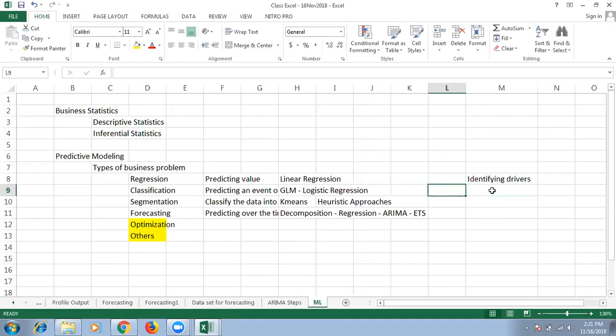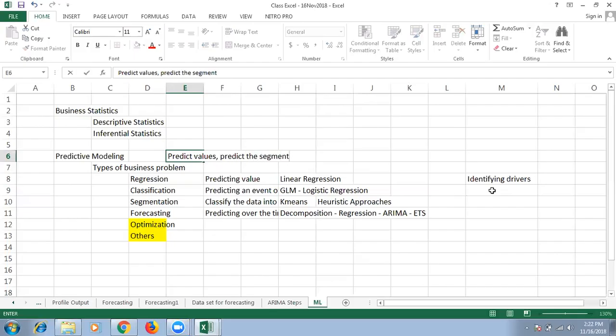So these are the techniques. Most of the time, this helps you to predict the values as well as predict the segment or predict an event, whatever it is, and identify the drivers to take a strategy.